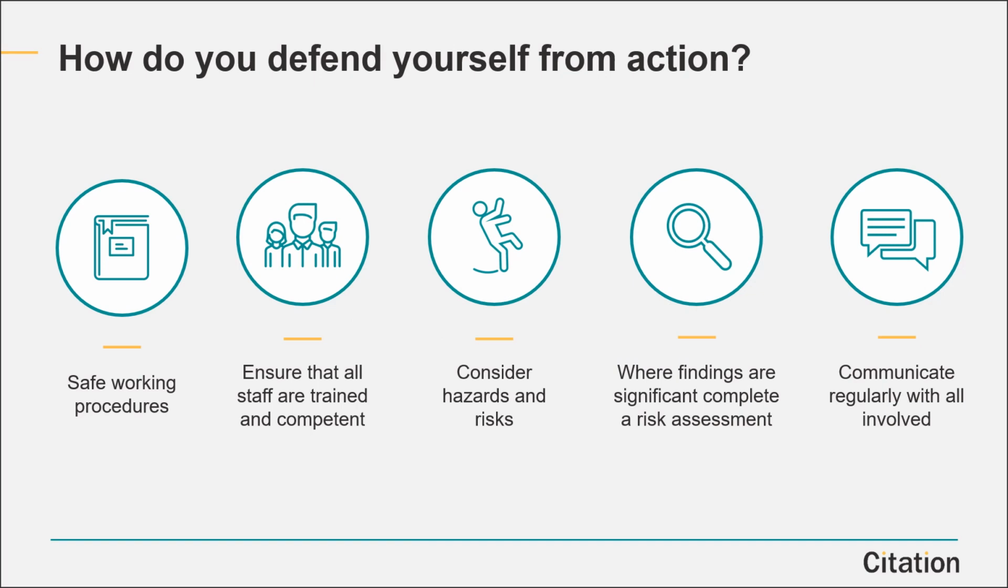How do you defend yourself from action? By following simple and consistent steps, most organisations are able to prevent incidents occurring in the first place. However, where issues do come along, they are then better able to mitigate against any ongoing action and be able to demonstrate what they have done. So by having safe working procedures in place, ensuring that all your staff are trained and suitably competent, considering the hazards and risks and balancing those, and then completing a risk assessment where you find there's something significant, you have taken most of the major steps. The vital element of this is communicate regularly with all involved. And as I'm about to go into, we'll follow the process of doing risk assessments.